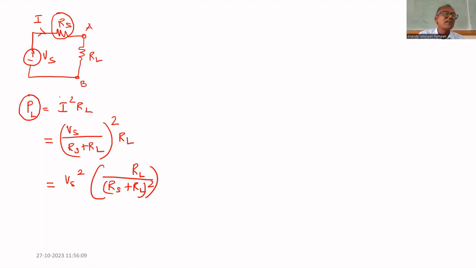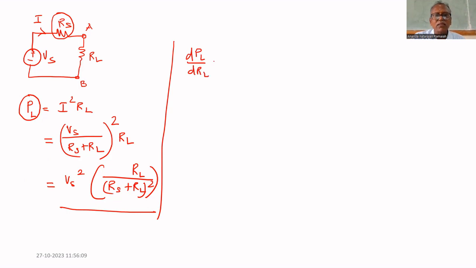So in mathematics, what will we do? We will differentiate that with respect to RL and equate to 0. Therefore, we have to find dPL by dRL. If you differentiate with respect to RL, what will you get? Vs square is constant, let it be as such. In the denominator we write Rs plus RL whole square.